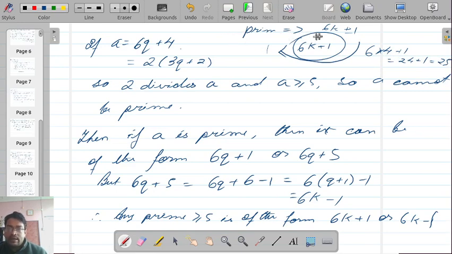If a number is prime, then it will be of the form 6k plus 1 or 6k minus 1. So the contrapositive is true: if a number greater than or equal to 5 is not of the form 6k plus 1 or 6k minus 1, then it cannot be a prime number. Say something like 38: it is of the form 6 times 6 plus 2, so it is not a prime number, because if it were prime, it would have to be of the form 6k plus 1 or 6k minus 1.